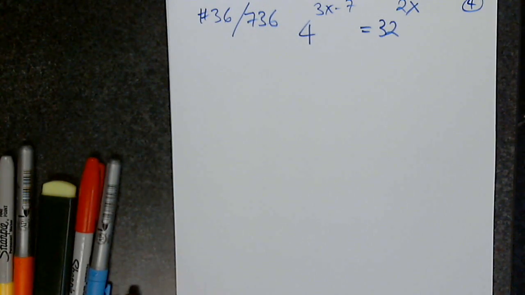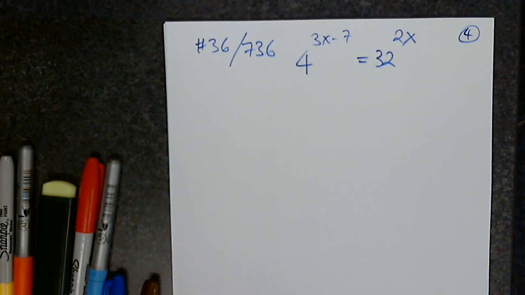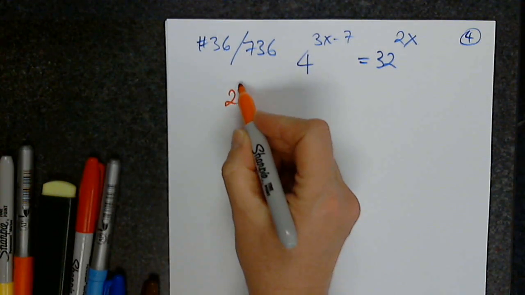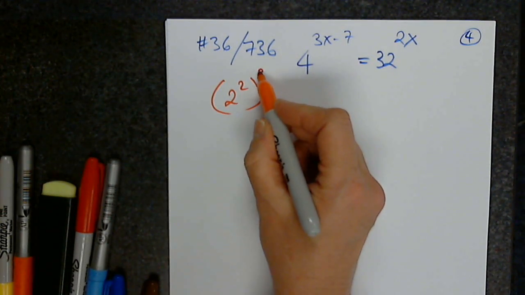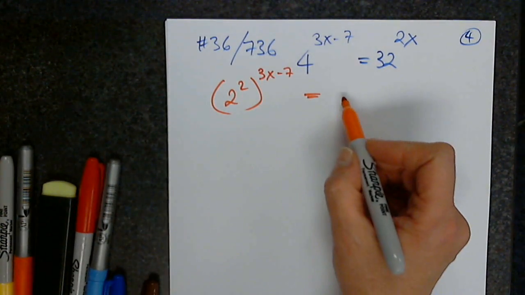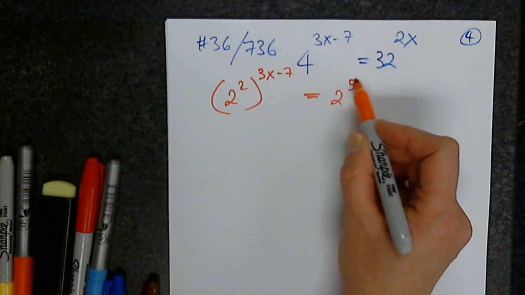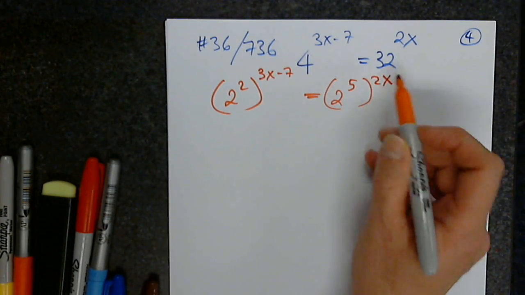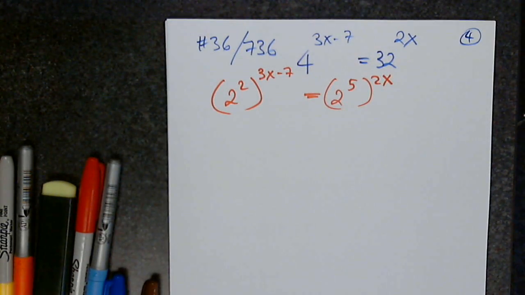Can anyone give us the first step? Convert it into the same base. It turns into 2 to the power of 2 times the quantity 3x minus 7 equals 2 to the power of 5, raised to 2x. Perfect. So that's the first step.